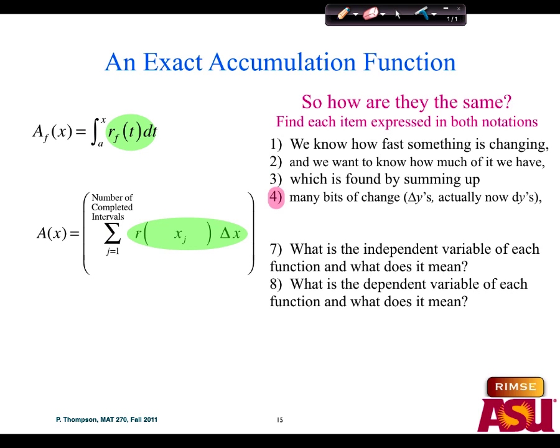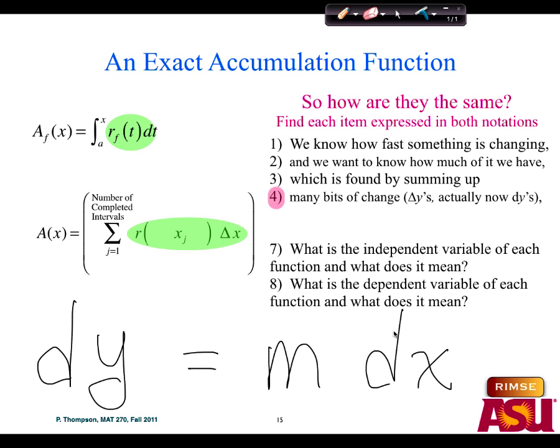So before we started the discussion, how many people got that? Not enough, okay? This is the whole key. This is the whole key. What is that? It's a little bit of accumulated variation in our quantity. That's what we're summing up. We're summing up m dx's to track the net accumulation.